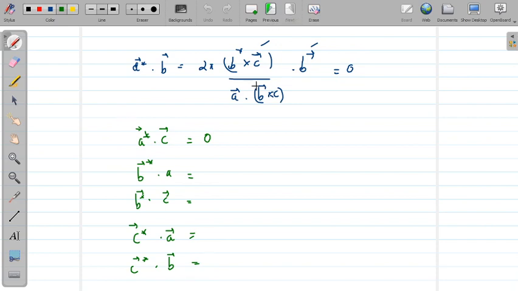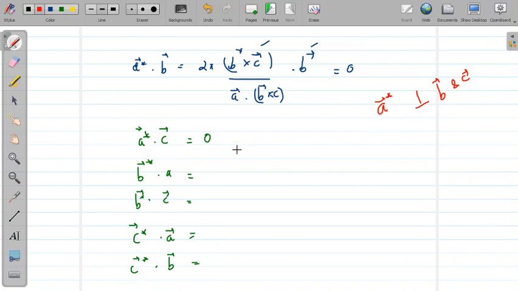Now we saw that A star dot B bar equals 0 and A star dot C bar equals 0. What does that indicate? That indicates that A star is perpendicular to both B bar and C bar. So if the dot product is 0, that means the vectors are perpendicular. So A star is clearly perpendicular to both B bar and C bar.